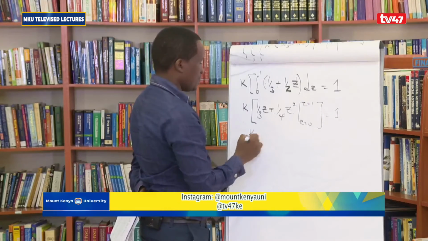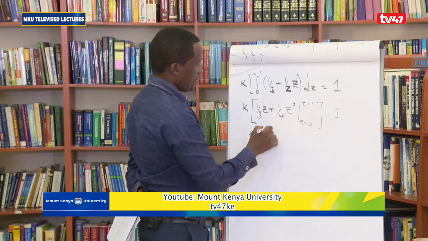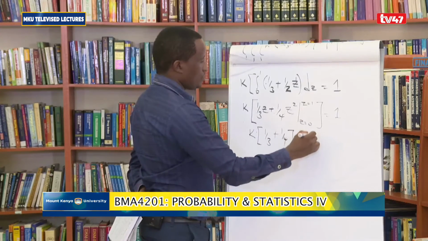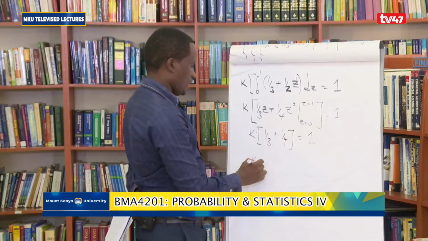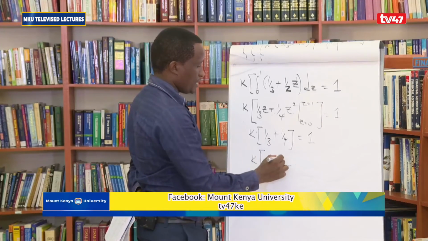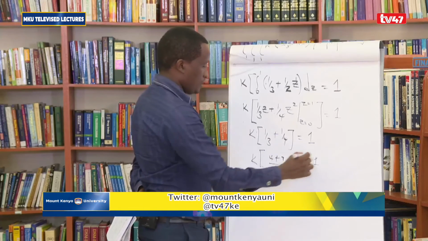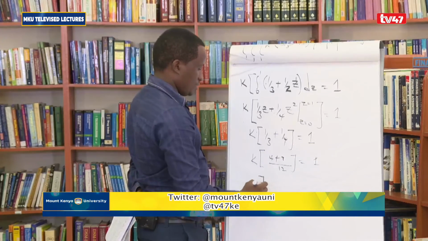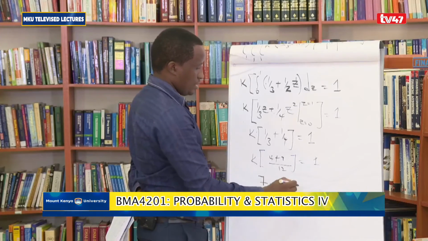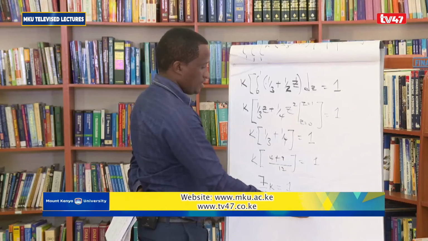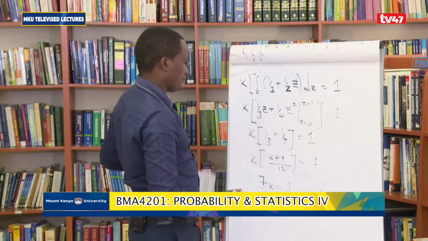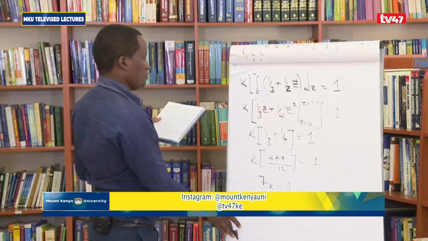Making that replacement gives us k. Then this becomes a third, and this becomes a quarter, equals 1. So therefore I have k, the LCM of 3 and 4 is 12, so I have 4 plus 3 equals 1. And therefore 7 over 12 k equals 1, implying that k is 12 over 7. So we've been able to obtain the value of k.